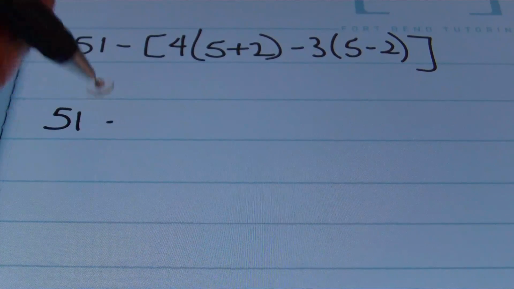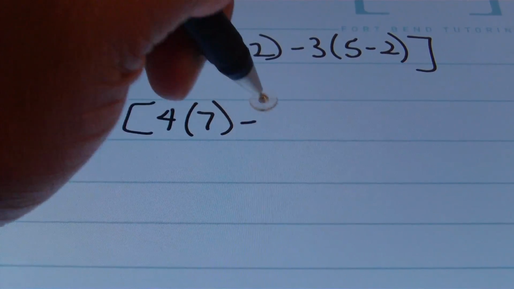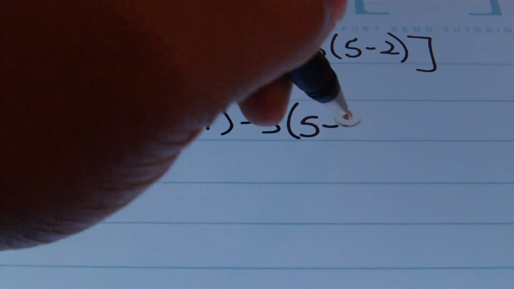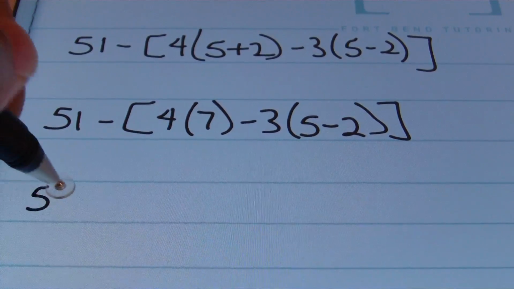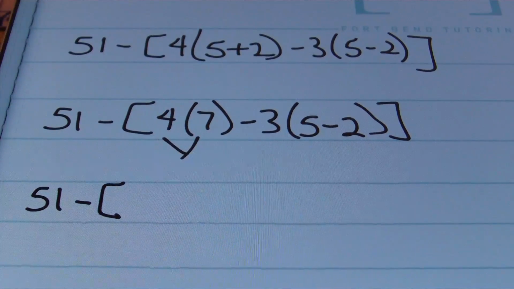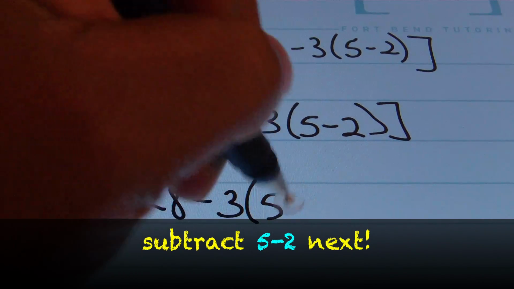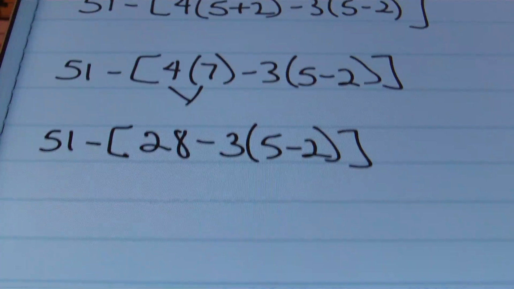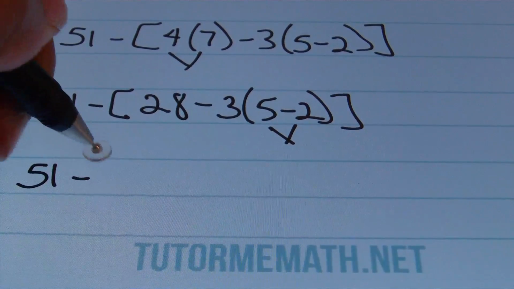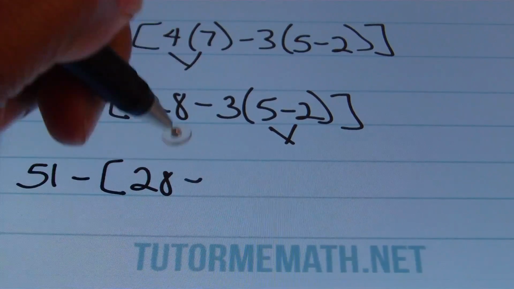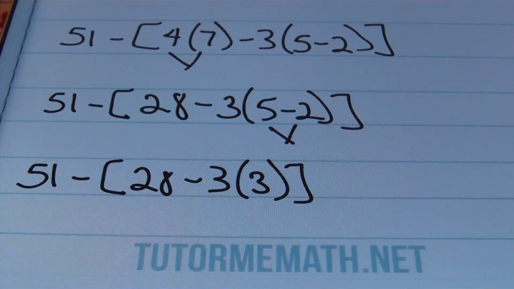So I'm going to be bringing down that 51, opening up those second set of brackets, and I have 4 times 7. Adding 5 plus 2 gave me 7, and I'm bringing down the rest. Then I have 51 minus, inside of those brackets, we are going to multiply 4 times 7. That gives me 28. Minus 3 times the quantity of 5 minus 2. Continuing on, we'll be looking at the 5 minus 2 in those parentheses there. So that gives me 51 minus the quantity of 28 minus 3 times 3. And then we'll be continuing on from here.